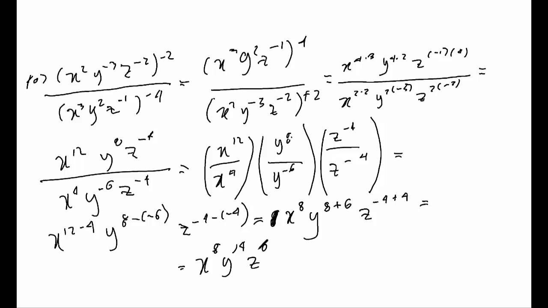And remember, anything to the 0 power is 1. So that means we have x to the 8, y to the 14, and then times 1, because anything to the 0 power is 1. So there we just rewrite it, x to the 8th and y to the 14th. And now we are finished simplifying this really complicated expression into something that truly is rather simple.